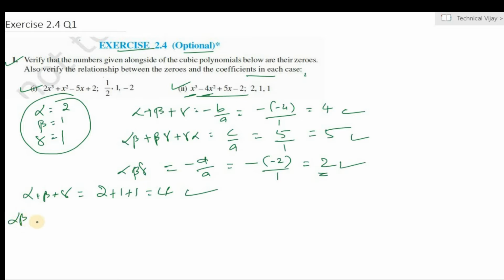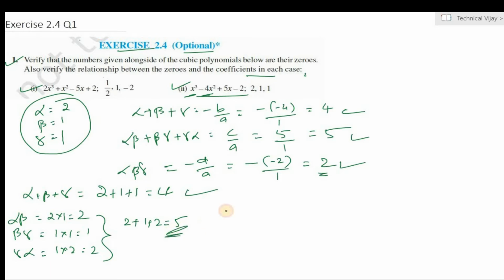And alpha beta is equal to 2 into 1, which is equal to 2. Beta gamma is equal to 1 into 1 equal to 1. Gamma alpha is equal to 1 into 2 equal to 2. So all these three, that is 2 plus 1 plus 2, which is equal to 5. So this is equal to this 5. And alpha beta gamma is equal to 2 into 1 into 1, which is equal to 2. So this also satisfies. So in this way, we have verified the relationship between the zeros and the coefficients of these polynomials.